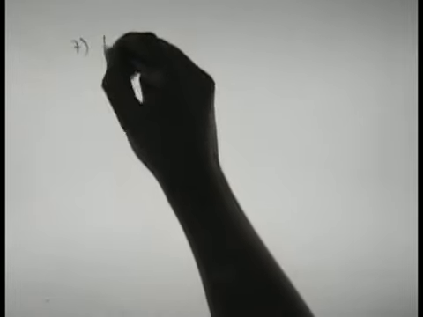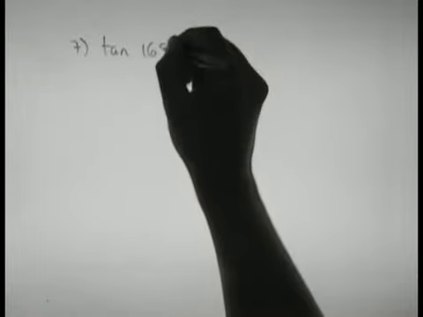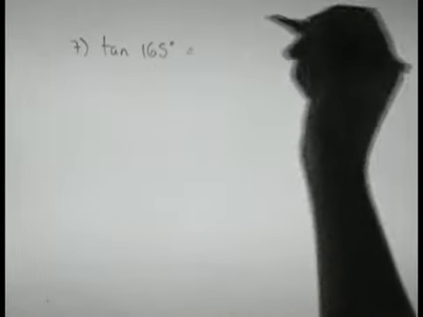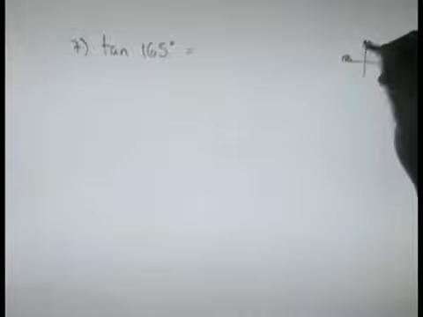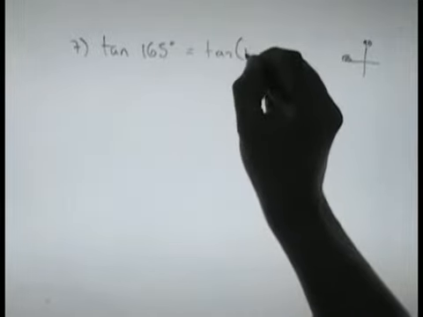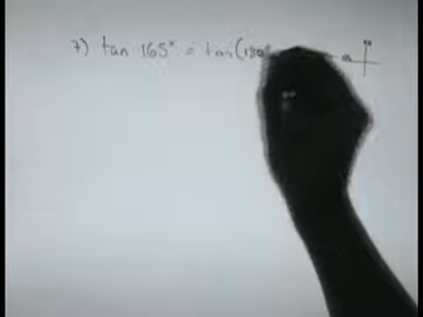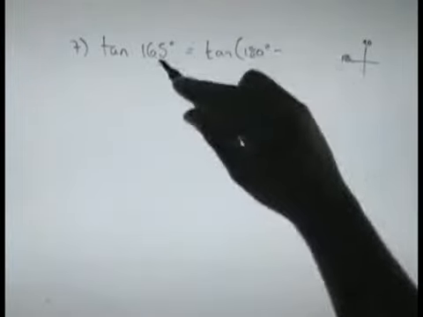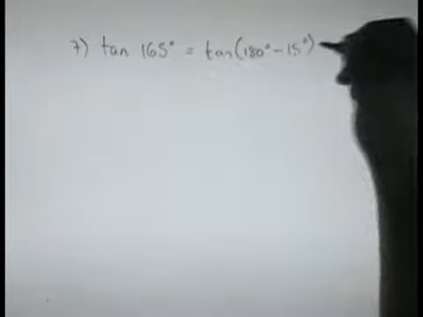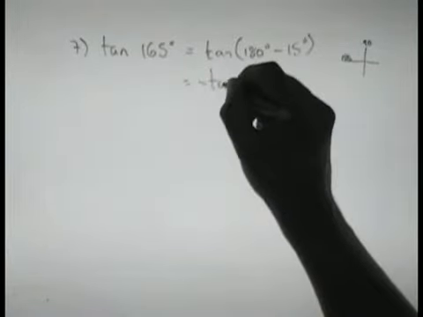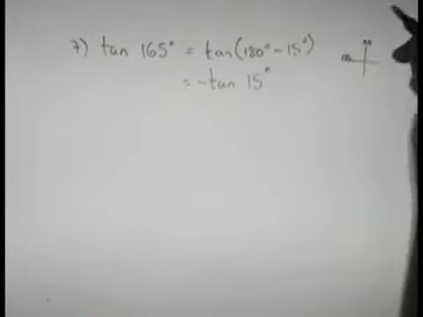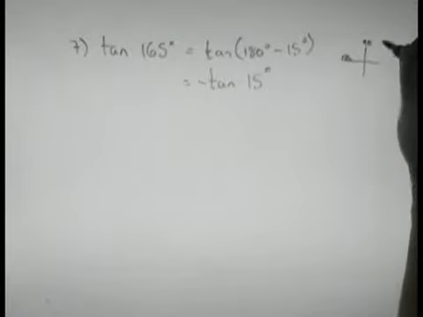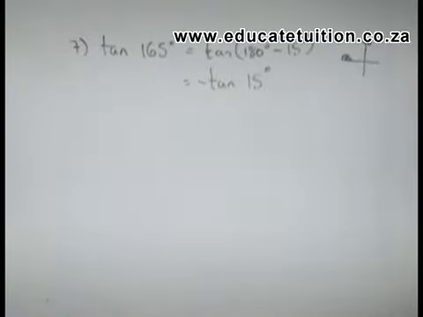Number 7. In number 7, I was looking for tan of 165 degrees. Now 165 degrees does fall between 90 and 180, so we are going to be working with tan of 180 degrees minus 15 degrees, which means our answer would read negative tan 15 degrees. Because tan is negative in the second quadrant; only sine is positive in the second quadrant.